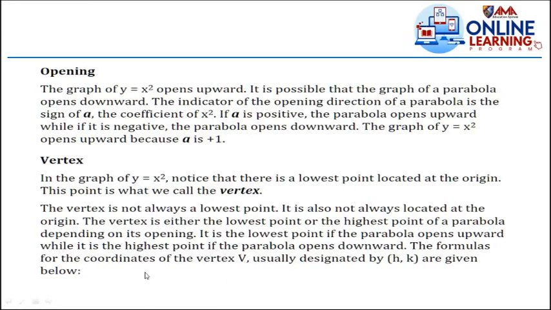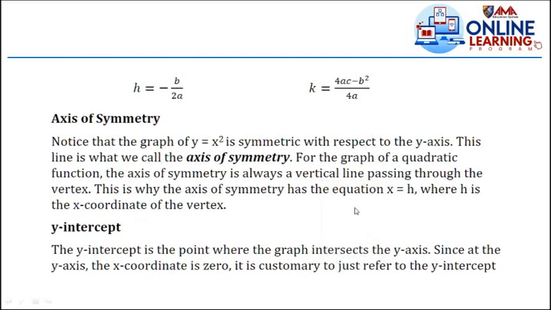The formulas for the coordinates of the vertex, usually designated by h and k, are given below. So your h is equal to negative b all over 2a, and your k is equal to 4ac minus b squared all over 4a. So this is the way how you're going to find the vertex of a parabola.